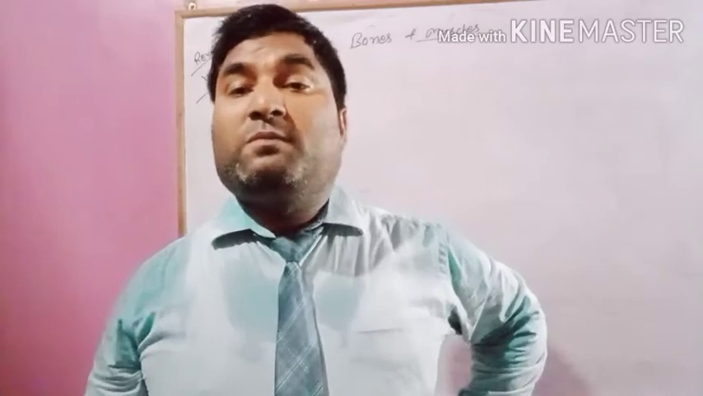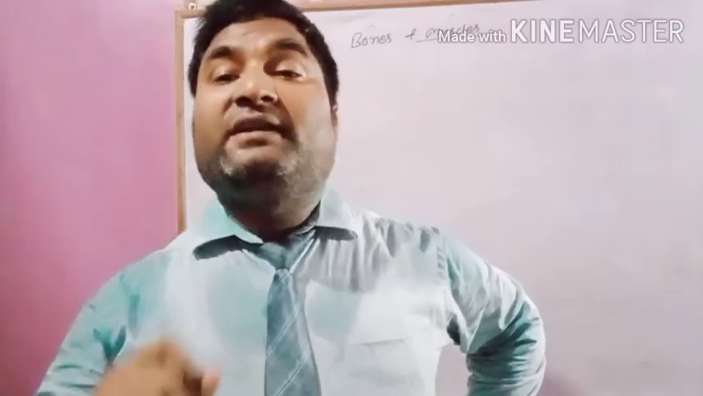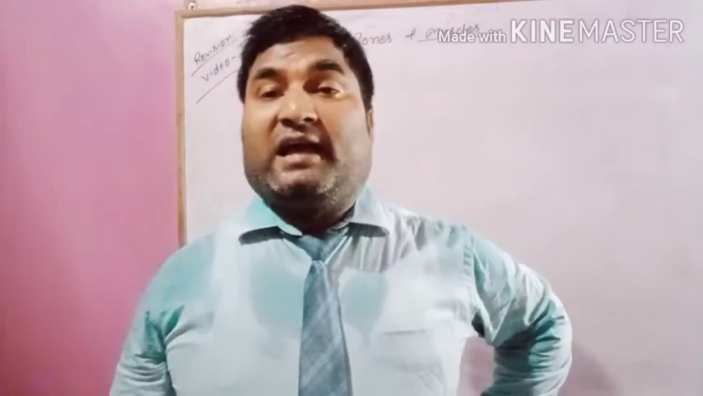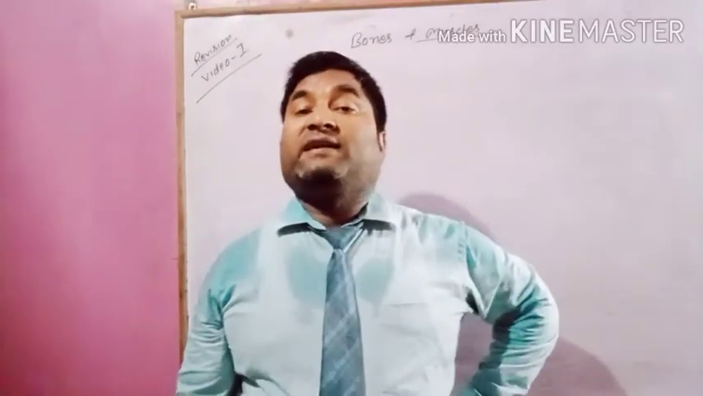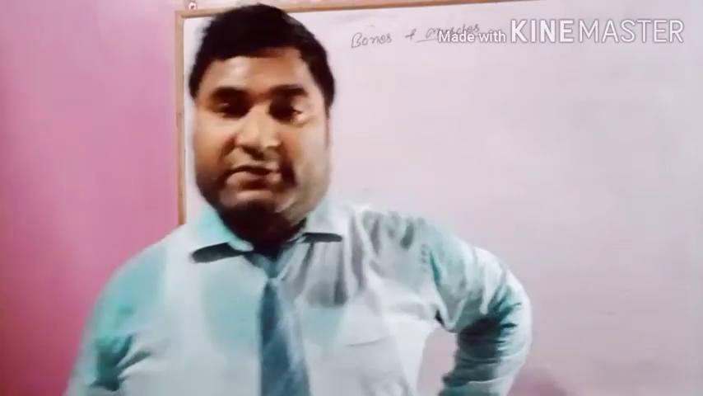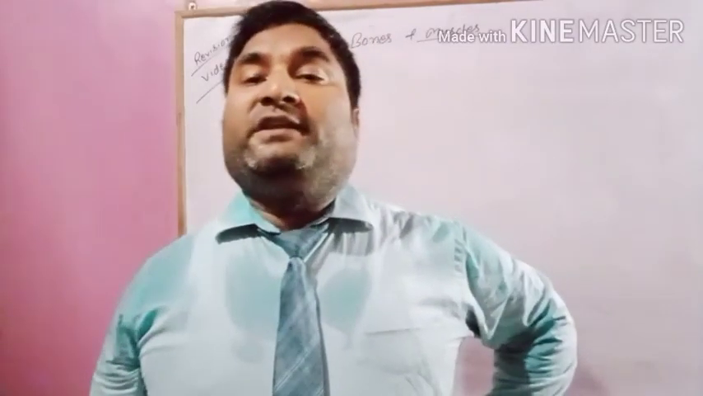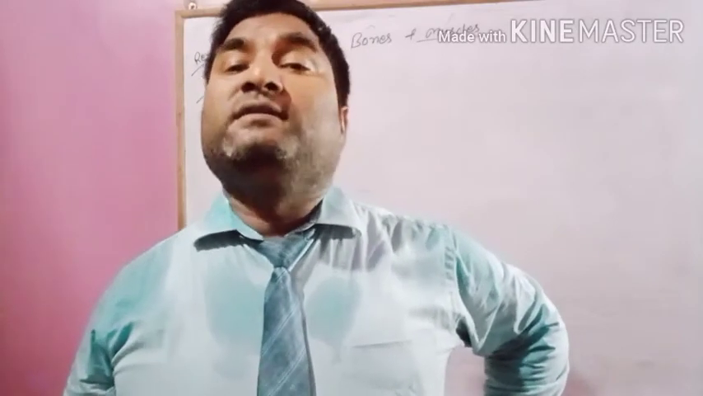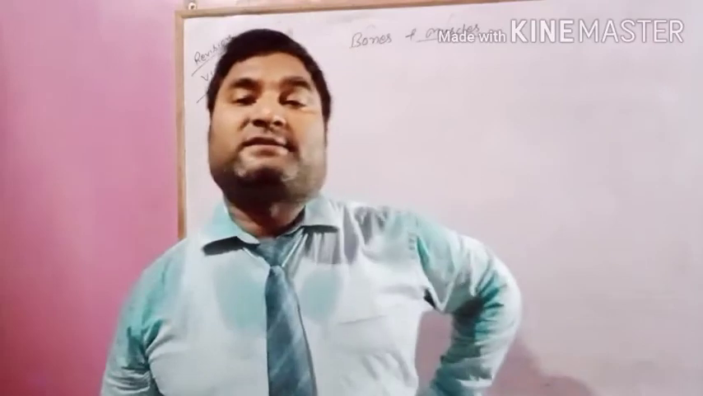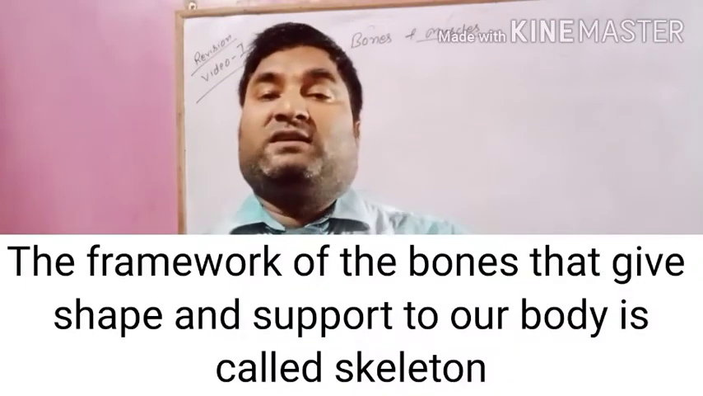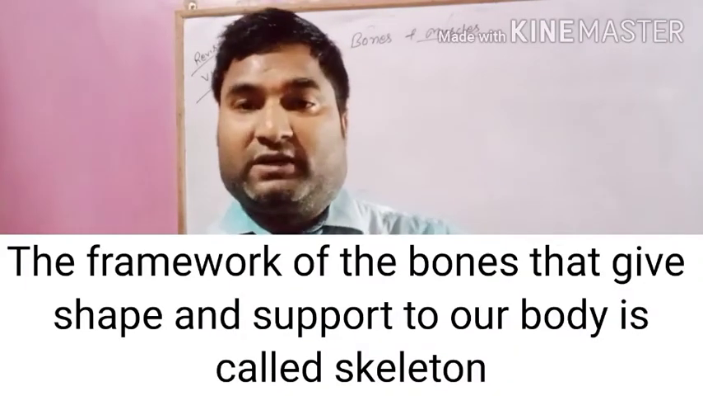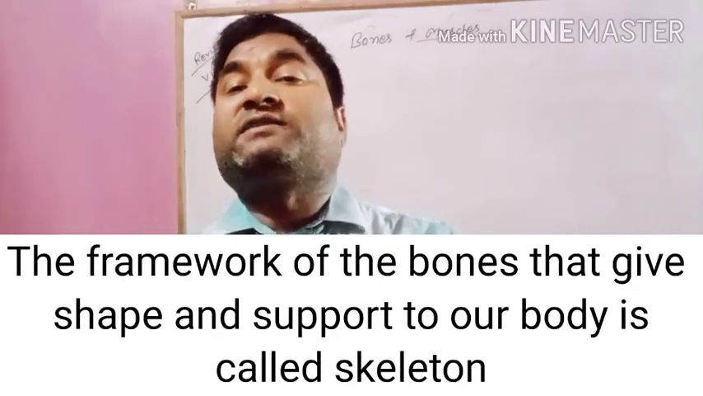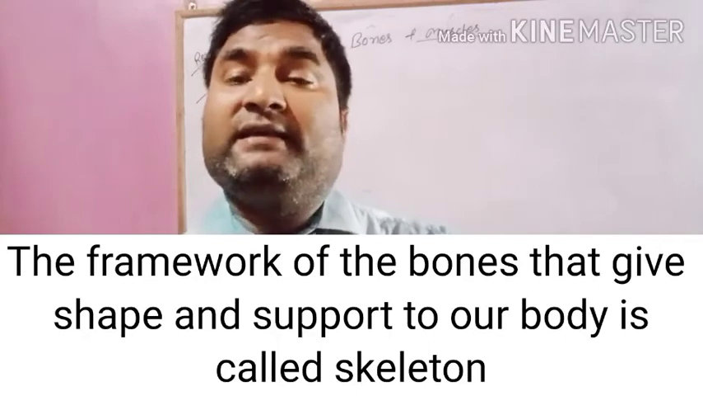Bone marrow is the site where red blood cells are produced, and fat cells are also stored in bone marrow. In an adult human being the number of bones is 206. Next topic is skeleton. The framework of the bones that gives shape and support to the body is called skeleton.